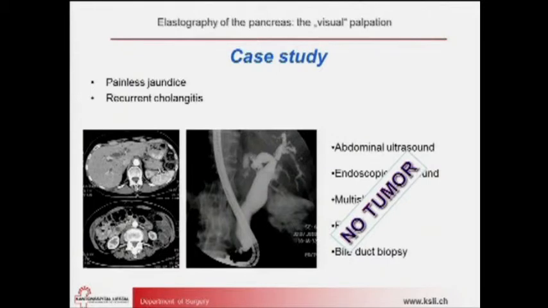The bile duct biopsy performed by the gastroenterologist also showed no tumor. So we talked with this patient. She was also a medical doctor, and we decided to perform an explorative laparotomy.